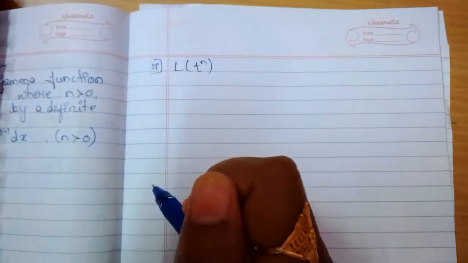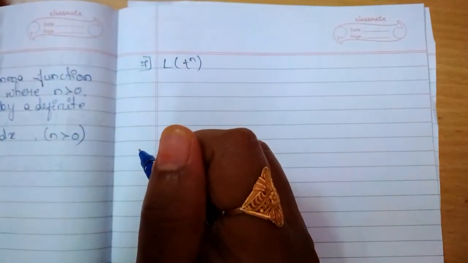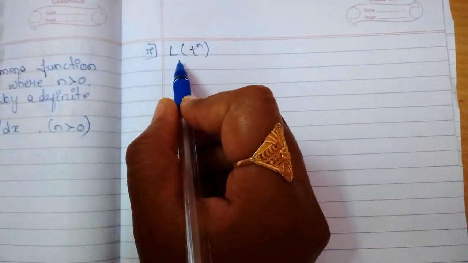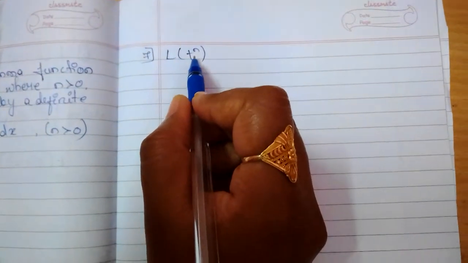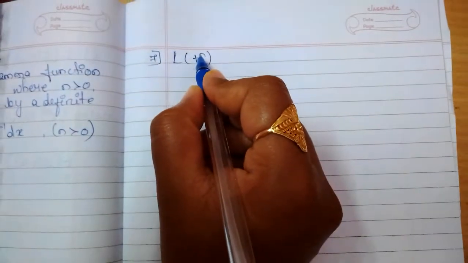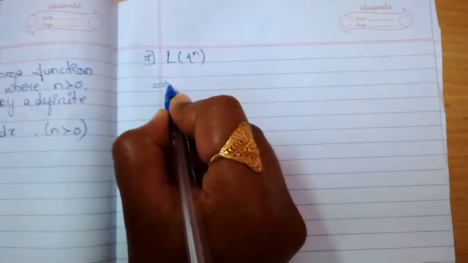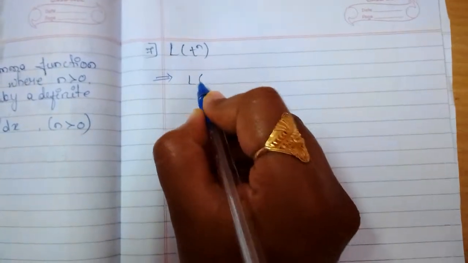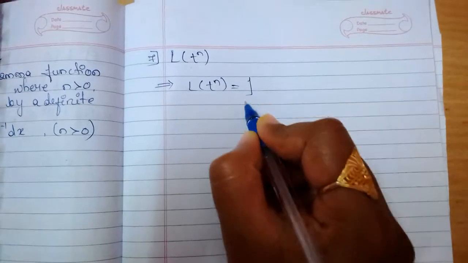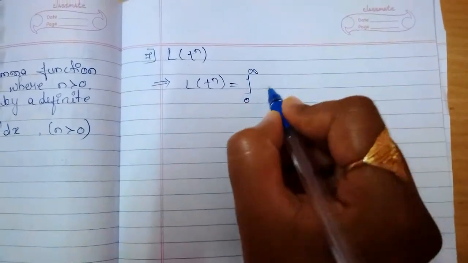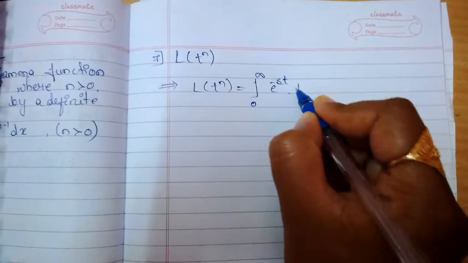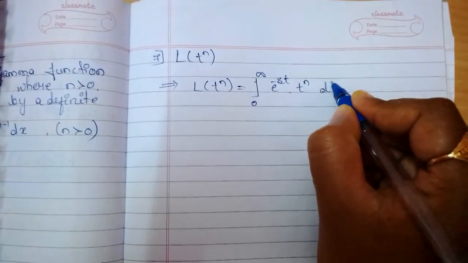Hello everyone. Today we will discuss Laplace transform of some more elementary functions. Next, the seventh one is Laplace transform of t raised to n. We have to find the Laplace transform of t raised to n. When we apply the basic definition of Laplace, we get L of t raised to n is equal to integration from 0 to infinity e raised to minus st into t raised to n into dt.